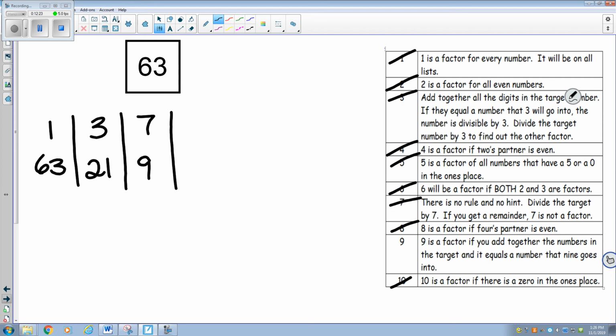Cross off 7. Remember, we were able to skip over 8 because it's an even number, and that brings us to 9. 9's already up here on the list. So right here on the bottom. So we're not going to put it again. And that means we have found all the factors for 63. In this case, there are 6 factors.